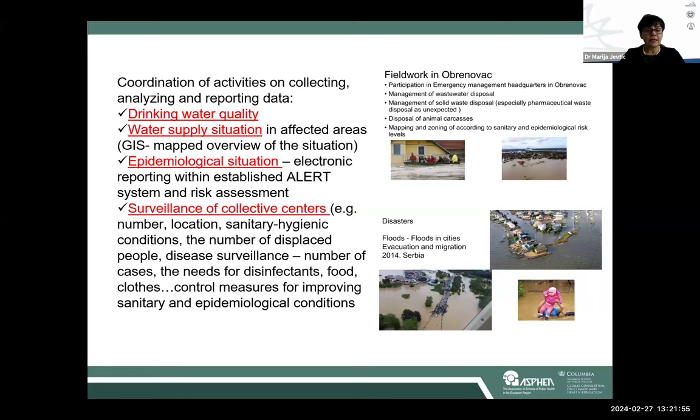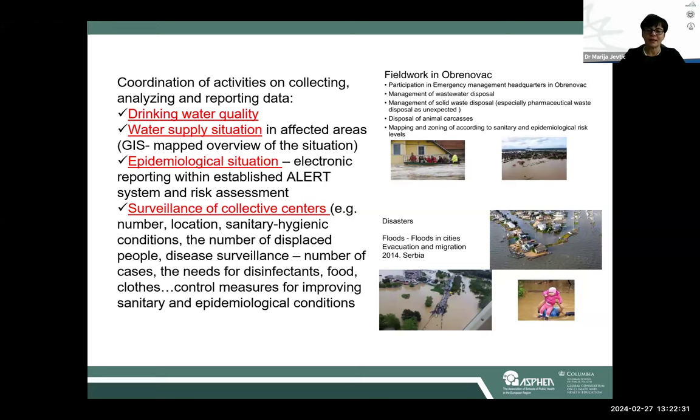Coordination of activities on collecting, analyzing, and reporting data in the healthcare sector, in public health, and wider in all organizations regarding drinking water quality, water supply situation, epidemiological situation, and surveillance of collective centers were very well organized, but very complex, and these organizations led healthcare professionals to burnout.